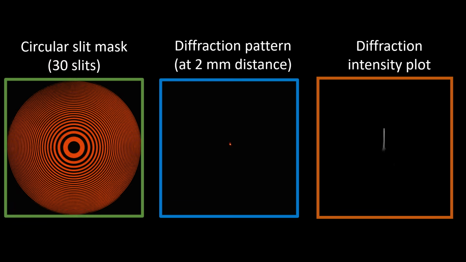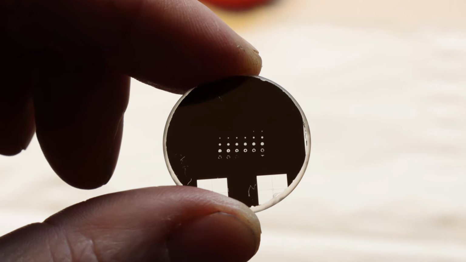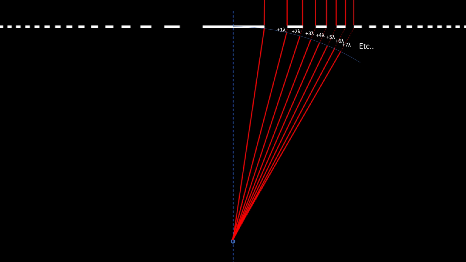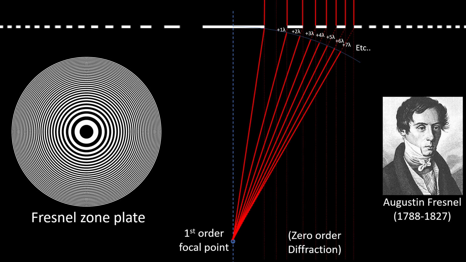I want to emphasize that these images are not simulations. They're real images that were collected using a microscope from real slit patterns ranging in diameter from 70 to 500 microns. And these patterns were also created using photolithography. Now, of course, the slit patterns aren't just random circular patterns. They're actually based on the configuration of a Fresnel zone plate, named after Augustin Fresnel, a French scientist.